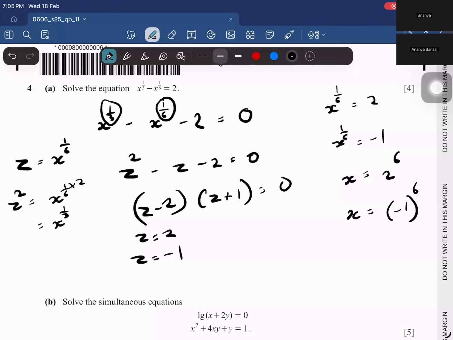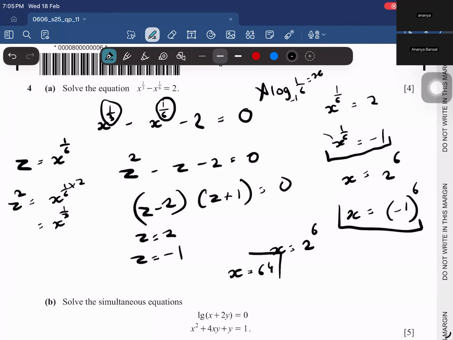However, although this is possible, you should reject the negative one as soon as you see it, because if you rewrite this in the format of logs, it would look a lot like that, and that's not possible. So that's rejected. Our only answer is x equals 2 to the power 6, which means x equals 64.